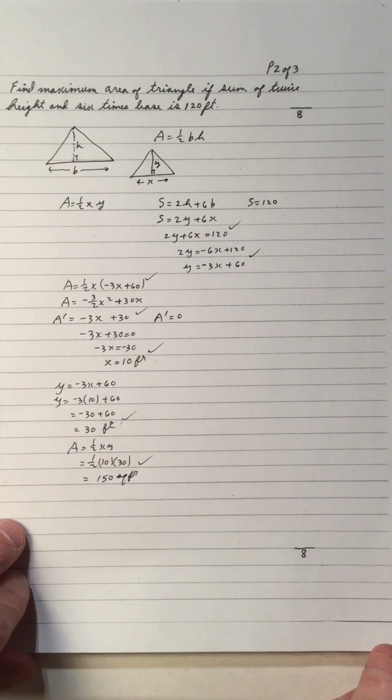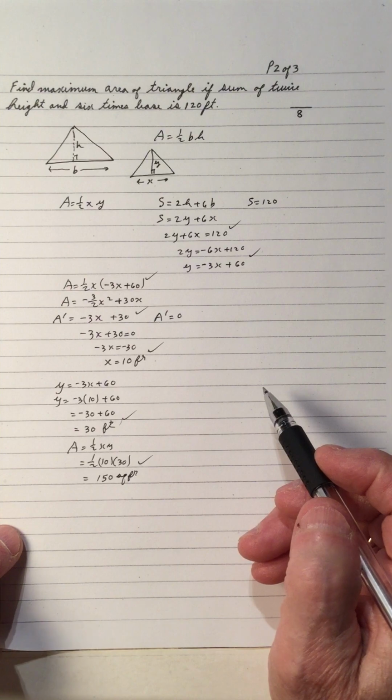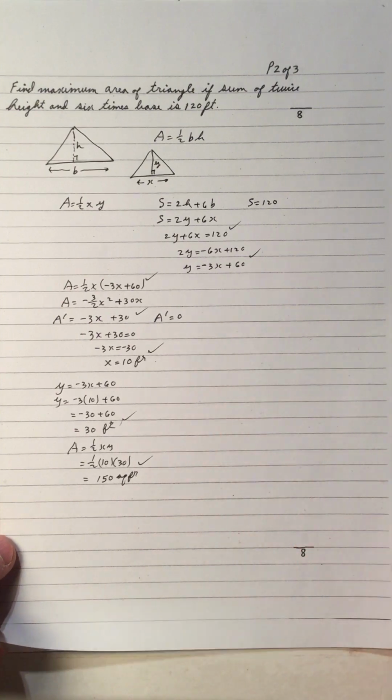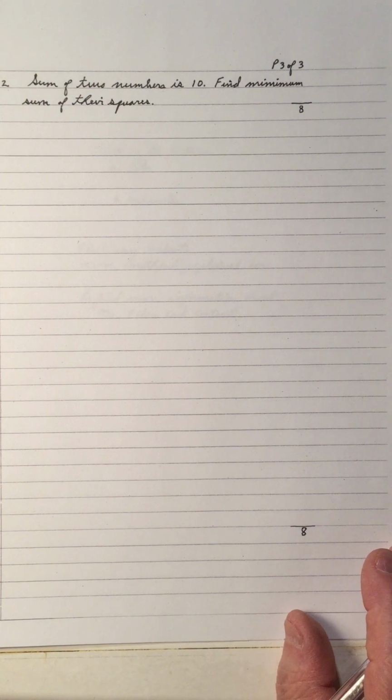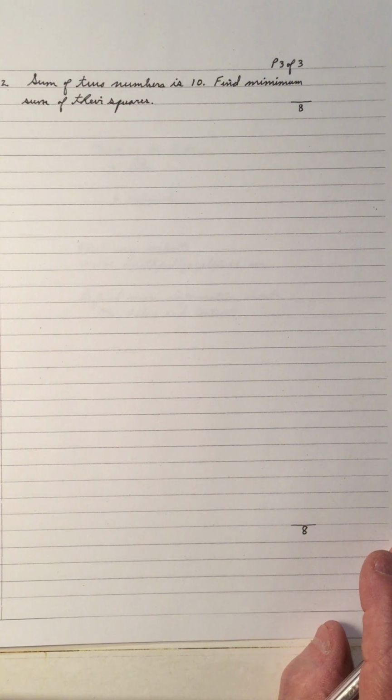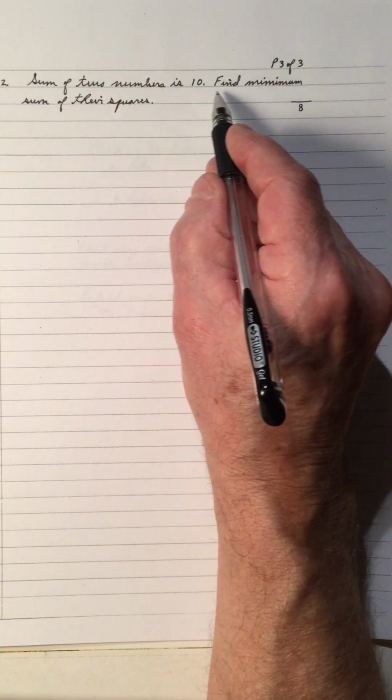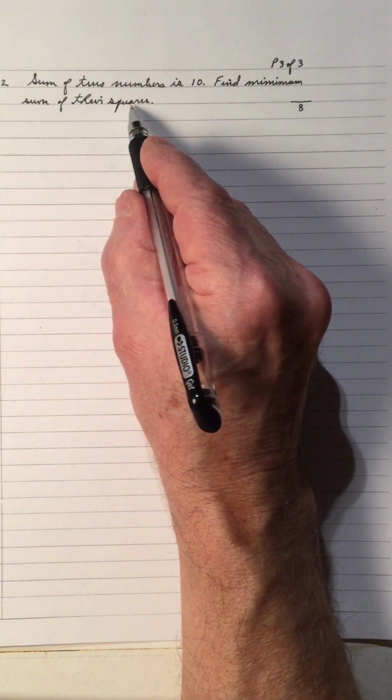So different spots to give your coming down through. Okay, let's do another one. With that was the maximum, let's do the minimum. The sum of two numbers is 10. Find the minimum sum of their squares.